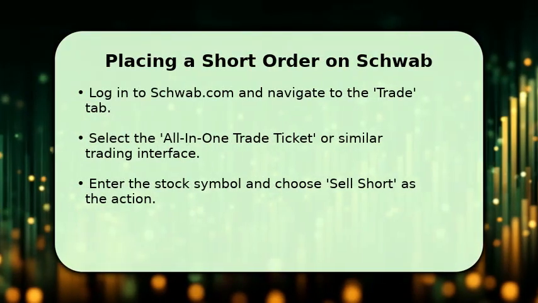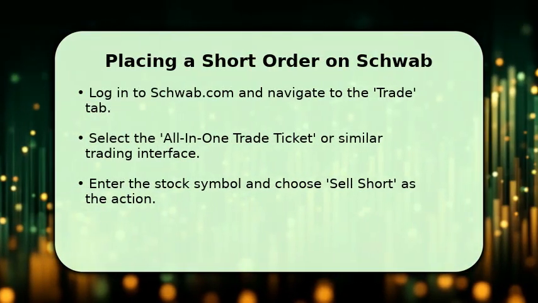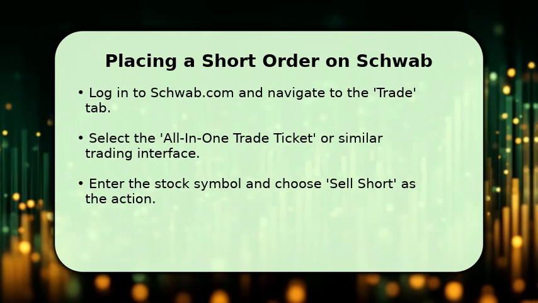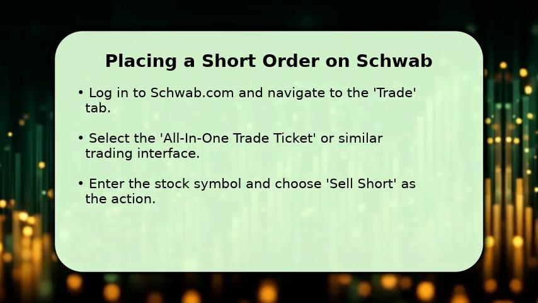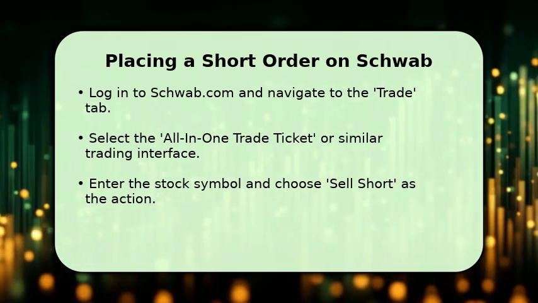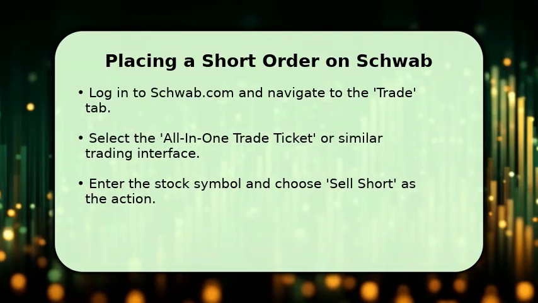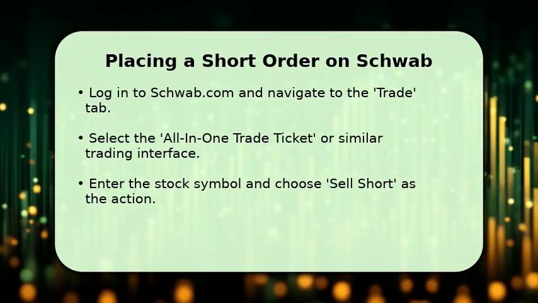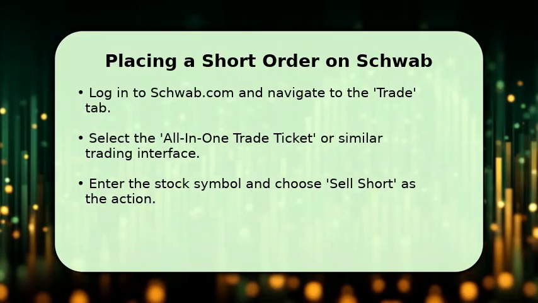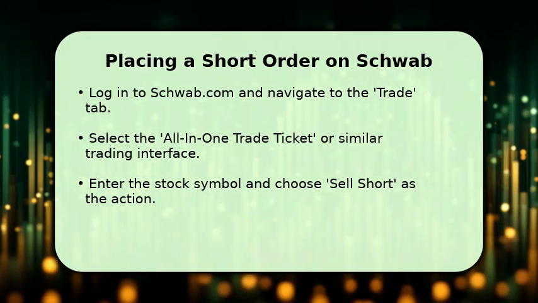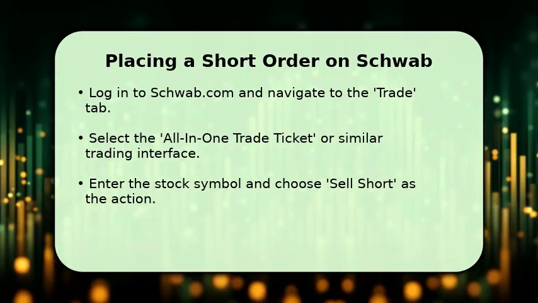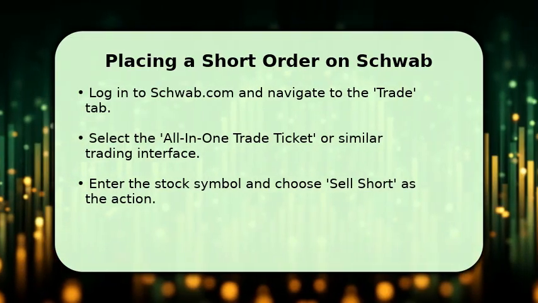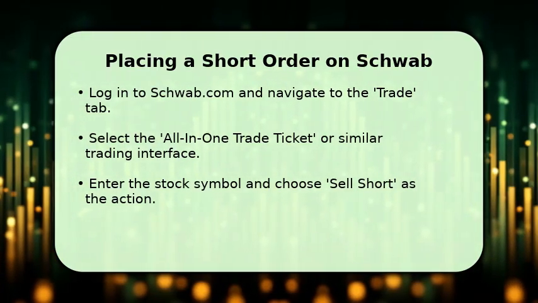Once your margin account is ready, log in to Schwab.com. From the main navigation, click on the Trade tab and then select the All-in-One Trade ticket. Here, you will enter the ticker symbol of the stock you wish to short. In the Action drop-down, choose Sell Short. Next, specify the number of shares you want to sell. Always review your order carefully before submitting it to ensure all details are correct.